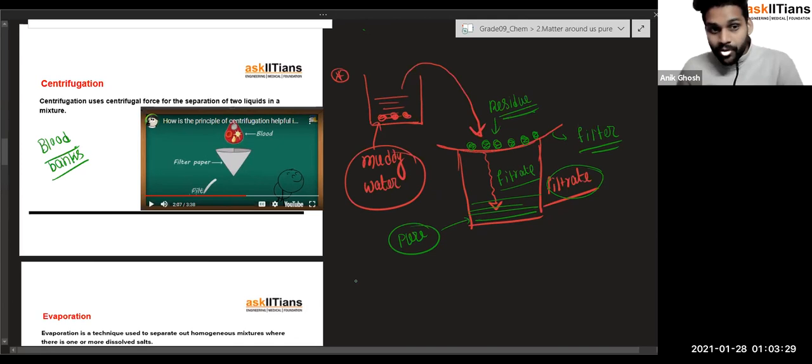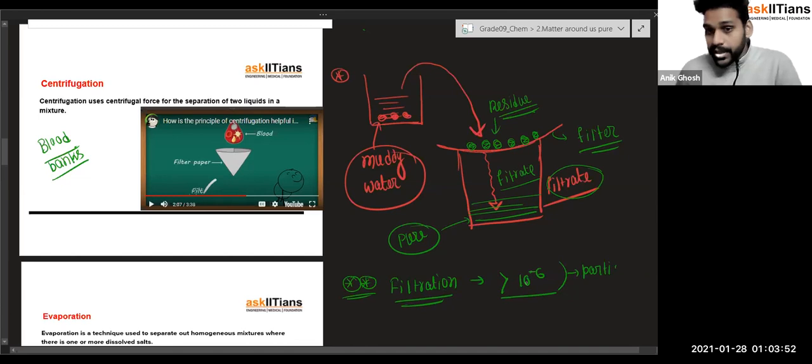In filtration, we would only be able to use it if the particle size is greater than 10 to the power minus 6, so mainly for suspensions. Okay, this should be the particle size. Only then can we use this method, filtration.